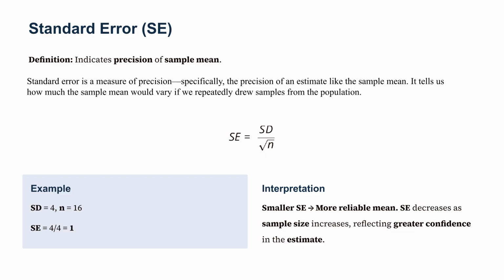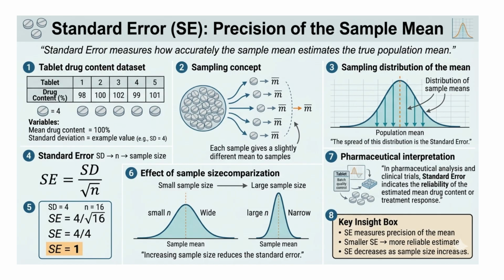Standard error, or SE, indicates the precision of the sample mean. It is the standard deviation divided by the square root of the sample size. A smaller SE means a more reliable mean. This chart visually represents how the standard error decreases as the sample size increases, illustrating that larger samples lead to more precise estimates of the population mean.